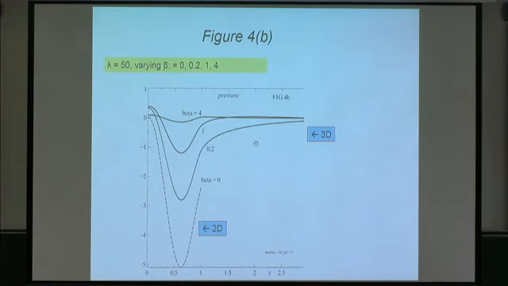I'll show this result first. So this is for a particular lambda, which is fixed at 50 and varying beta from 0, the two-dimensional case, upwards to 4. What is shown, what's happening here, is that at a fairly small beta, there's a distinct change from the two-dimensional result. Here's the 2D result, which we mentioned before.